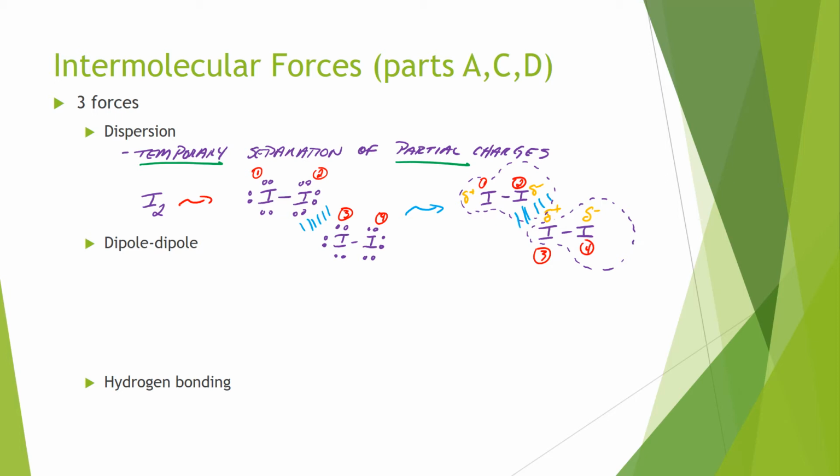But in something like hydrogen, H2, there's only 2 electrons around. Your dispersion forces are going to be pretty weak. So remember, with dispersion forces, it's all based off of how many electrons. The more electrons you have, the bigger the forces, the stronger it can be.